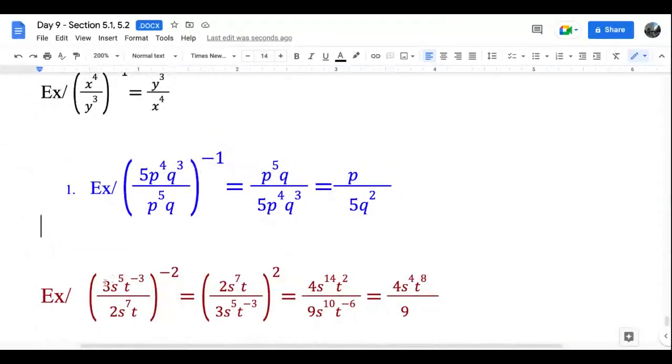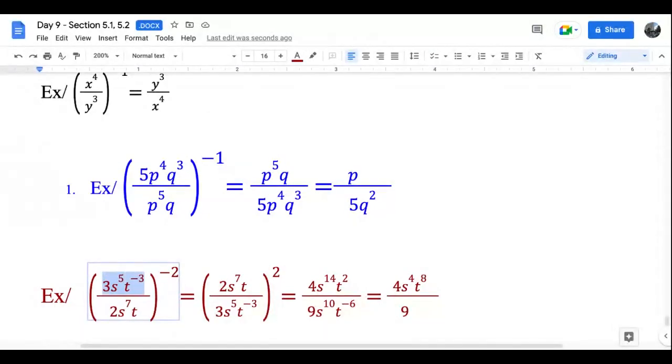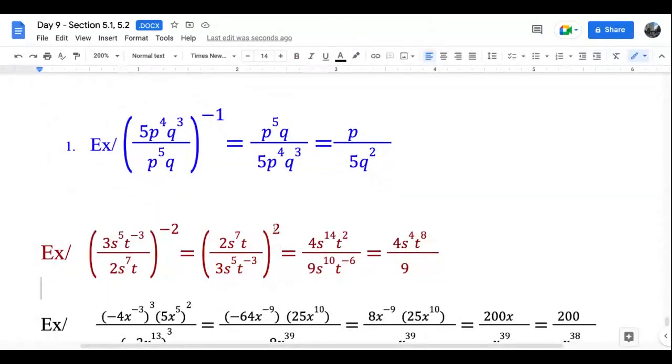All right, let's see this one. This one the numerator will have 3x raised to 5, t raised to -3, divided by 2 times x raised to 7, t. Then outside the parentheses raised to -2. So one way we could do, we could simplify inside first, then apply the -2 power, or we just switch the numerator and denominator, change the -2 to be a +2, right? So the denominator becomes the numerator, the numerator becomes the denominator. So no more -2, but +2. Then we could distribute this power of 2 to everyone.